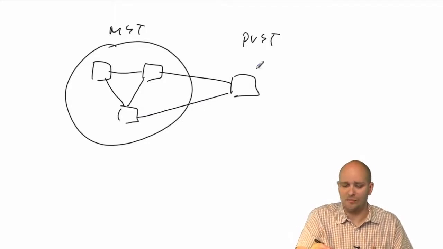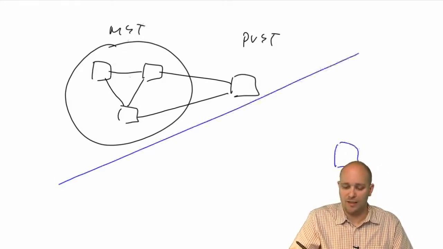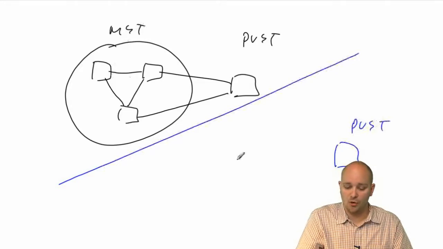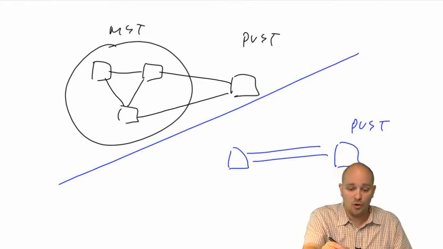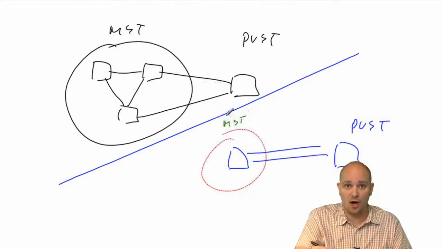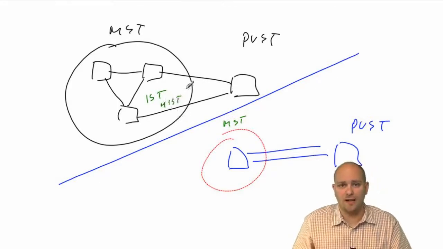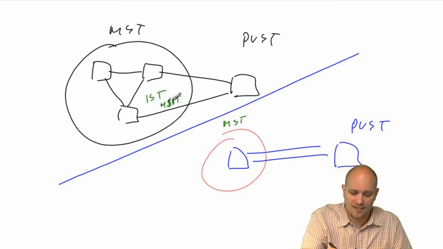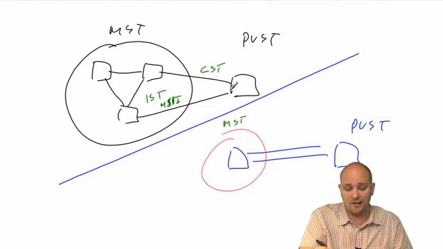So this may be the actual network, or how the actual network looks. From the perspective of the PVST, what PVST is going to be seeing here is going to be the PVST switch connected to another PVST switch with 2 links. Now, we know that this switch here is actually our whole MST region. And in our MST region, we are running our internal spanning tree with probably the internal spanning tree instances, or MSTIs actually. And here we are running the common spanning tree.